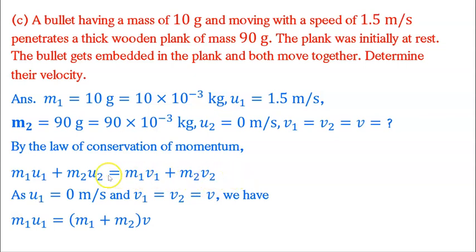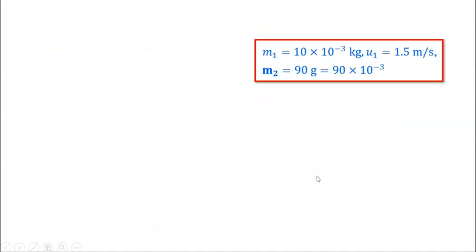From these two terms we take v as common. The velocity of the thick wooden plank is 0, and therefore m2 u2 is 0. Therefore we get m1 u1 is equal to (m1 plus m2) into v. Now the values of m1, u1 and m2 are given to us. Therefore v is equal to m1 u1 upon m1 plus m2.